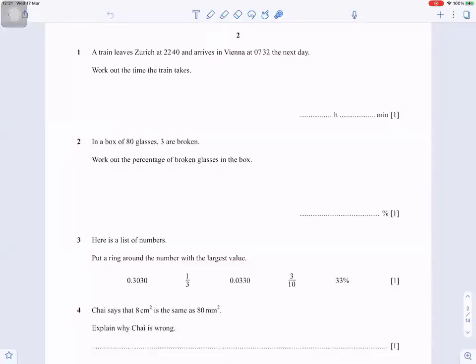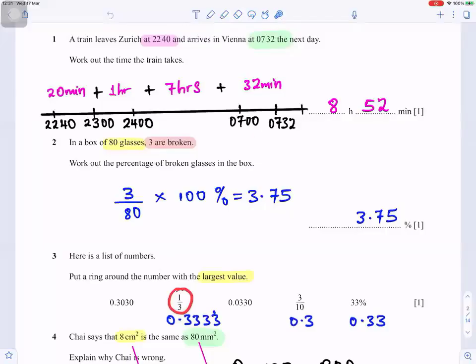Questions number 1, 2, 3, and 4. Have a go at them, and when you're ready, press play to come back and check your answers. Question number 1. A train leaves Zurich at 22:40 and arrives in Vienna at 07:32 the next day. Work out the time the train takes.